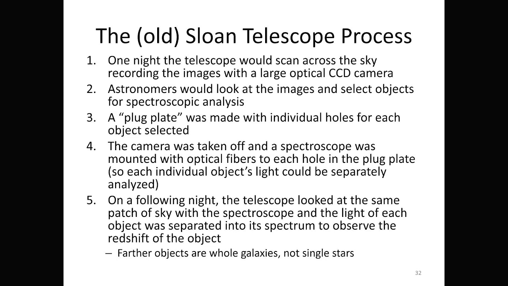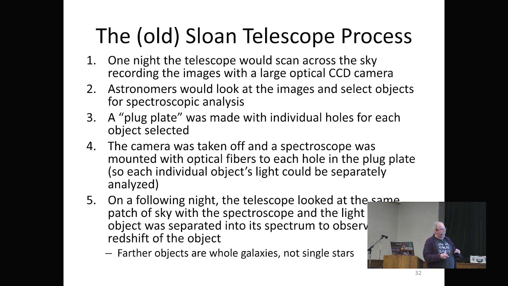So I call it the old Sloan Digital Telescope process because they have expanded, they've upgraded the experiment a number of times. And they don't do exactly what I'm going to show you, but they did this 20 years ago. So they would look through the telescope, they would scan across the sky, and they would record images with the optical CCD, and then the astronomers would say, I want spectroscopy from these objects at these points. So they took a steel plate and they drilled holes in it at the location of those objects where the stars would be. And they connected the spectroscope to the back of the telescope.